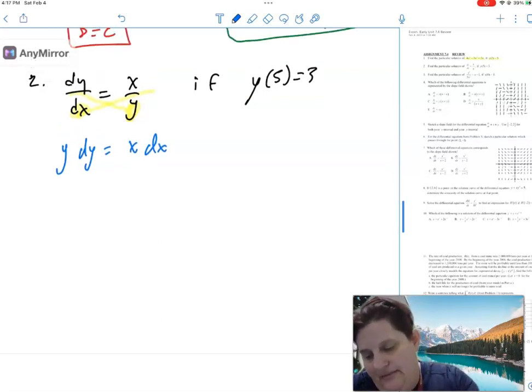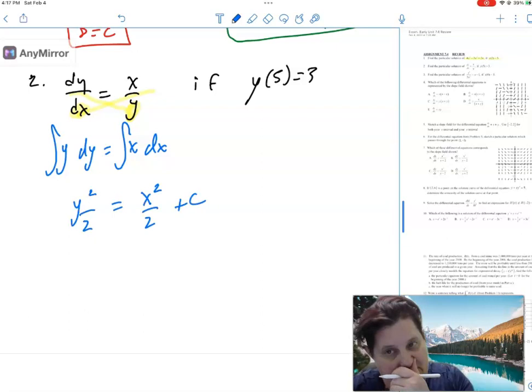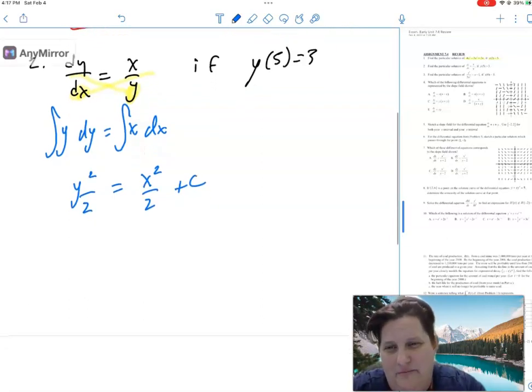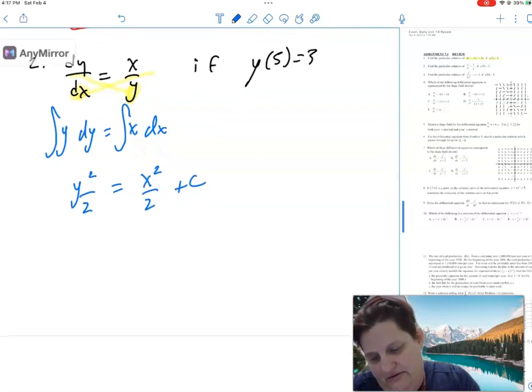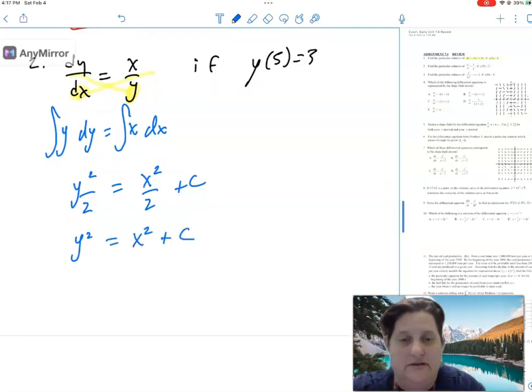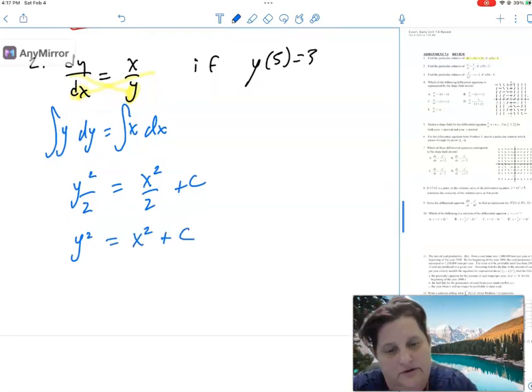I'm going to integrate both of these. This gives me y squared over 2, and this gives me x squared over 2 plus a constant. I'm going to multiply everything by 2 right now. So I get y squared equals x squared plus a constant, a different constant. We've talked about this a bunch.